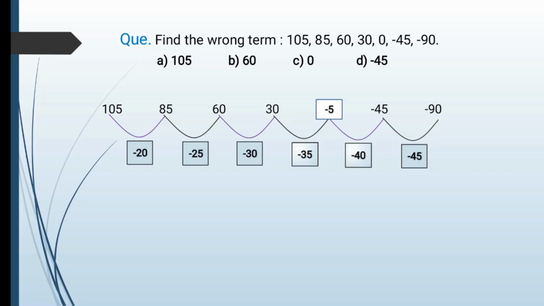So what I can say is the term 0 was incorrect, and because of 0 my series was getting messed up. So that is the incorrect or the wrong term in this case, which is option C. So you will mark C as the answer.